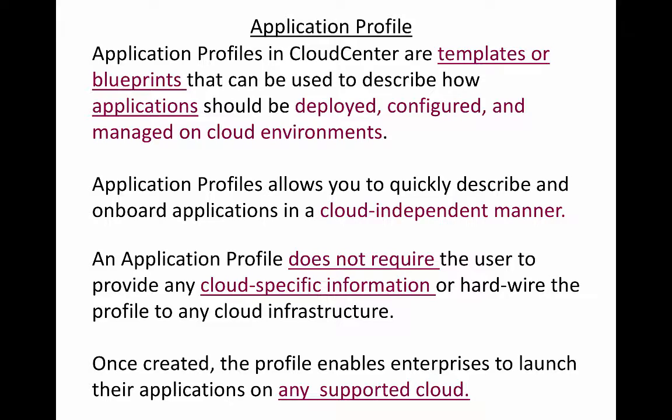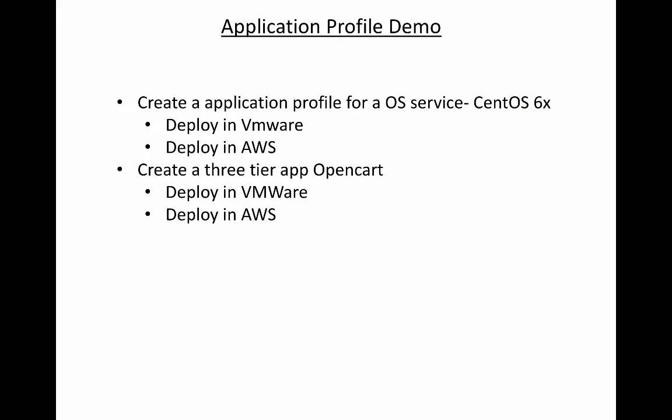There are actually many clouds that are supported. I covered it in the previous session. AWS and Azure are definitely big too. In the demo today, we'll cover both AWS and VMware. Just to get an understanding of what an application profile is, it's a template. In the demo, we'll do 2 things. One is to see what a basic application profile looks like, and then create a CentOS application profile and deploy it in VMware, and then deploy the same one in AWS.